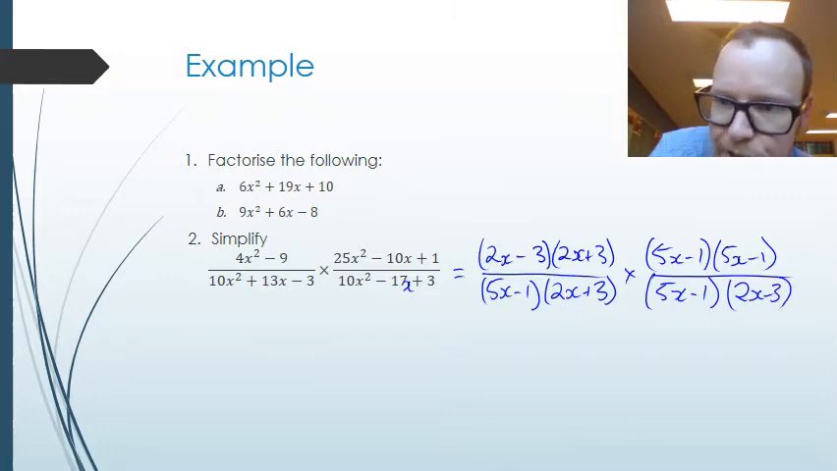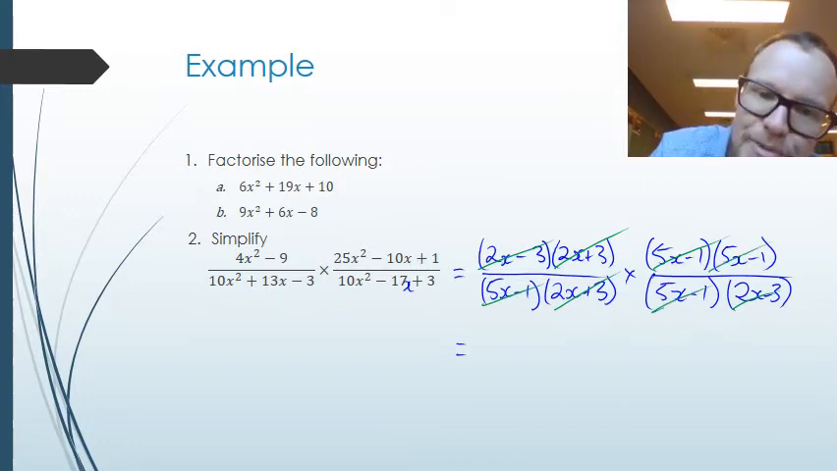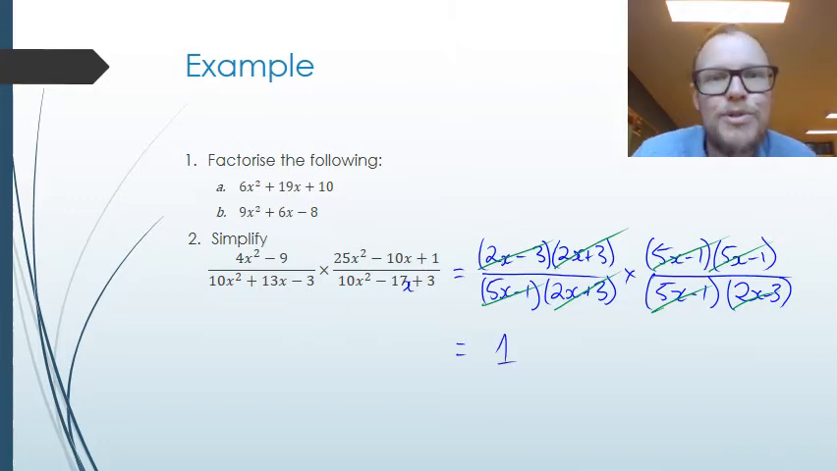Let's look at what we can cancel. There's a 2x minus 3 here, 2x minus 3 here, 2x plus 3, 2x plus 3, 5x minus 1, 5x minus 1, and another one, and another one. Look at that, they all cancel. So that means this whole thing is equal to 1.